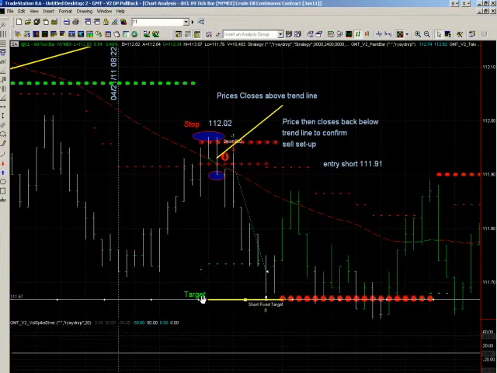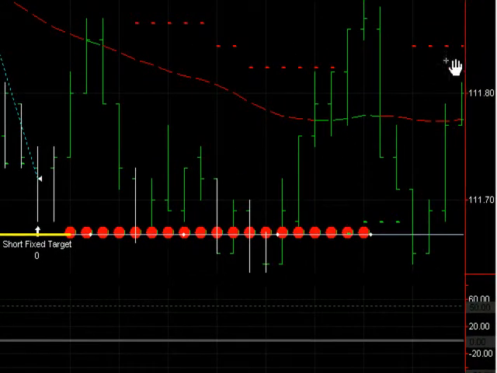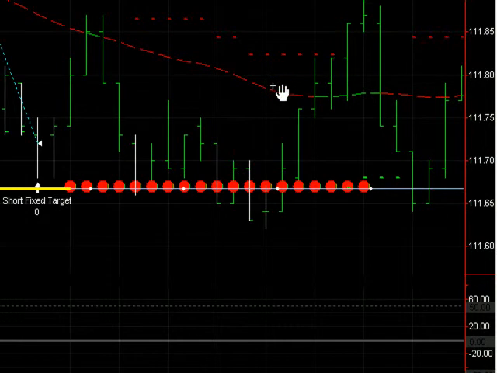There's our target, and you can see that price actually does get to that level. So we actually do push down. We don't hit it initially, get a pullback back up, and then price eventually hits that end of the trend level. So that would be our target point there, 111.67.